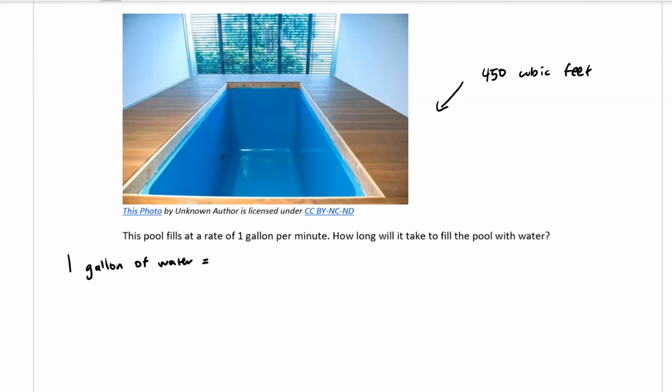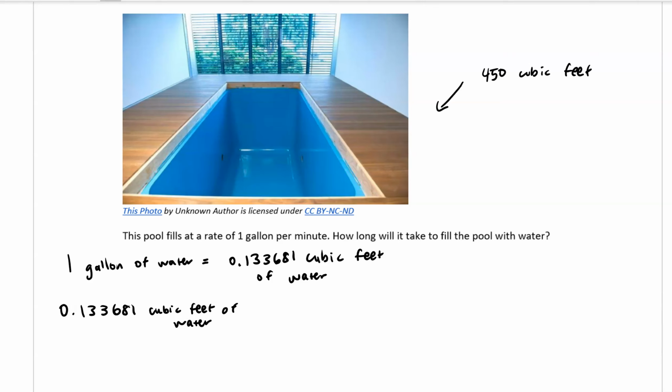is equal to 0.133681 cubic feet of water. So basically now we know that 0.133681, or the rate at which the pool fills, is 0.133681 cubic feet of water per minute.